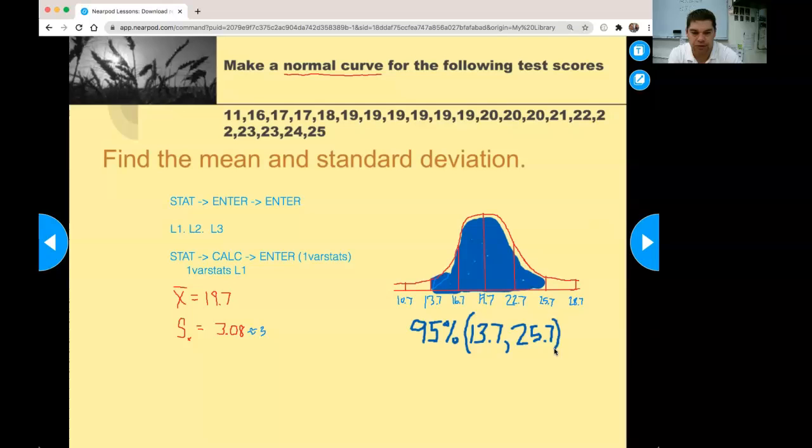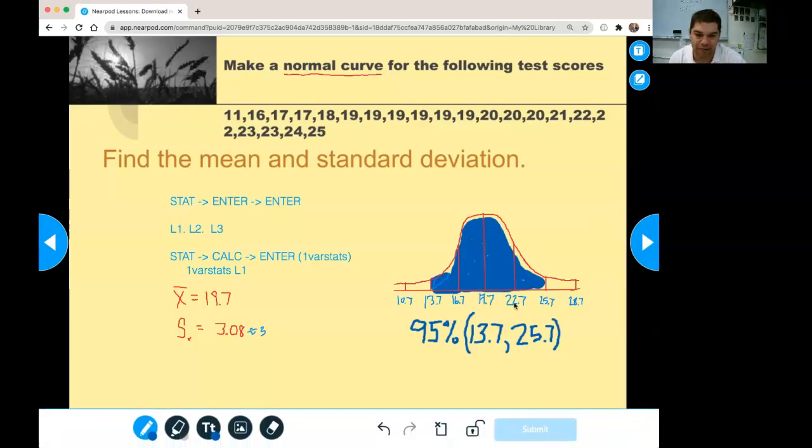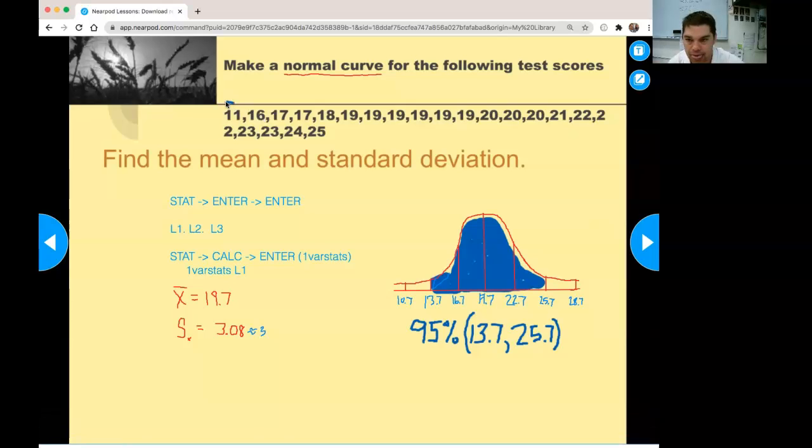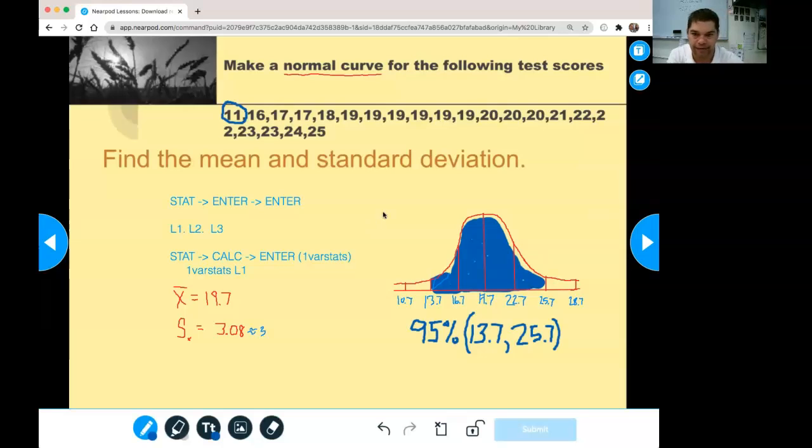All right, so look at our scores. 95% is from 13.7 to 25.7. 11 does not fall in that interval. 11 is outside the interval.